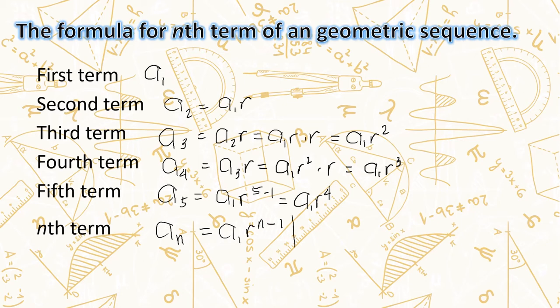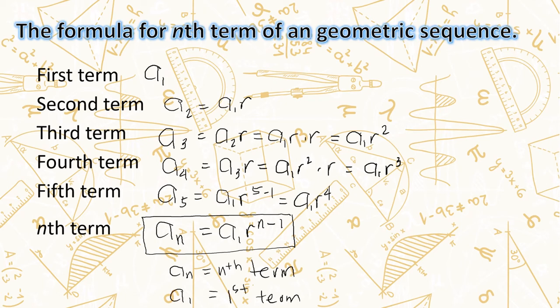And this is the formula for the nth term of a geometric sequence, where a sub n is the nth term, a sub 1 is the first term, n is the number of terms, and r is the common ratio.